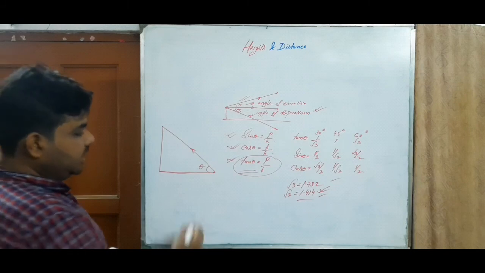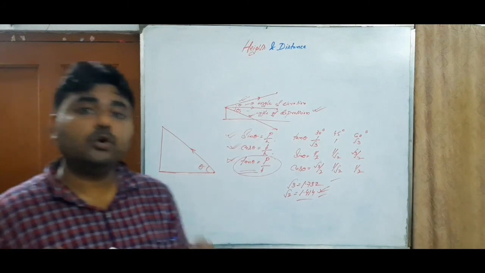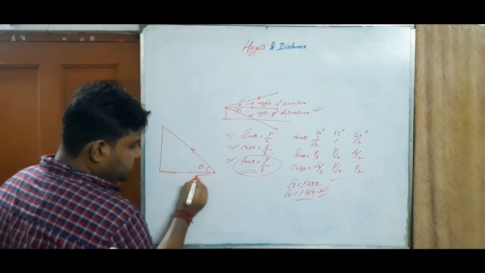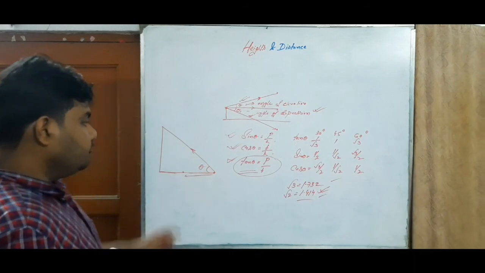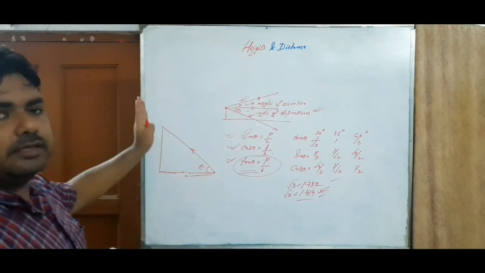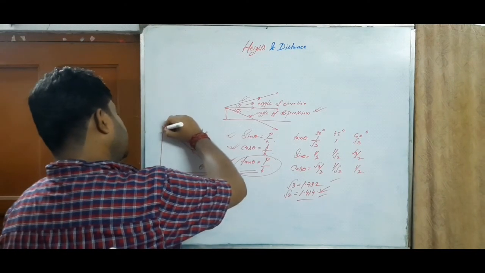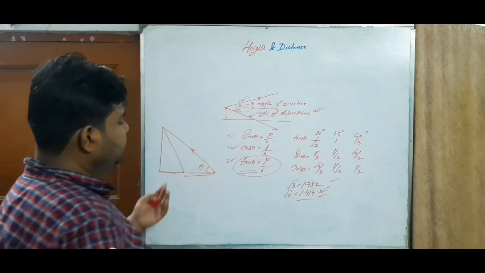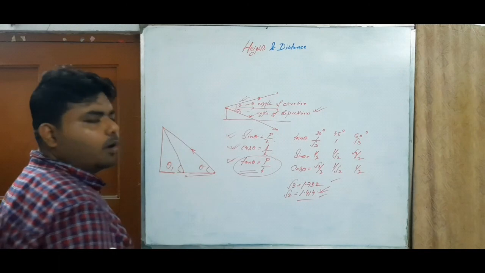And now, if the person approaches towards the tower, suppose from this point also he is observing the top of the tower. This is also an angle of elevation, because the person is elevating his head, and let's consider this angle to be theta 1.